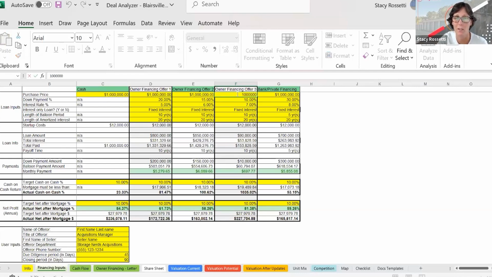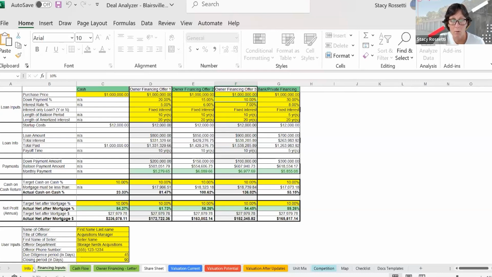And everybody's different on their numbers and stuff. But we typically for owner financing do 10, 15, and 20% down, 5, 6, 7% interest is what we do. And this is kind of the offer that we would make, and we'd say, okay, we'll pay you $1 million cash. That's a 23% cash on cash return. But if you owner finance and leverage that money, then you'll get a better cash on cash return. Or if you have to go to the bank and get a loan, it's a 53% cash on cash return.